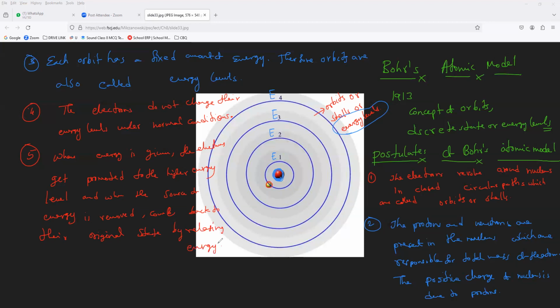Do you understand, everyone? If you give more energy, they will attain a higher energy level. And if you just stop supplying the energy, if you remove the source of energy, then what will happen? They will release that energy and come back to their original position, their original level. That is what you have to remember. Is it okay, guys? Everybody clear? All of you? Yes, please.